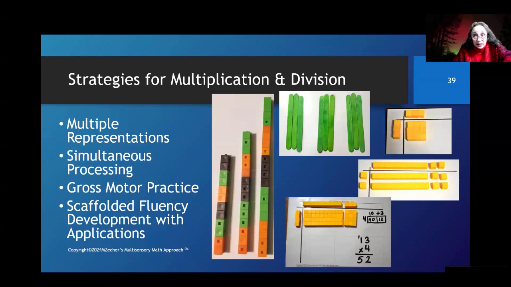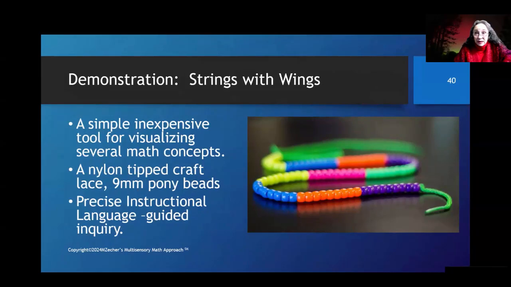I'll talk about that a little bit at the end of this presentation, but going back and reviewing targeted number facts for a period of time and using them throughout the classroom is a great way to review them and develop automaticity for small sets of facts at a time, and then through interleaving and practice, keep building on what they've learned. This is a tool called Strings with Wings.